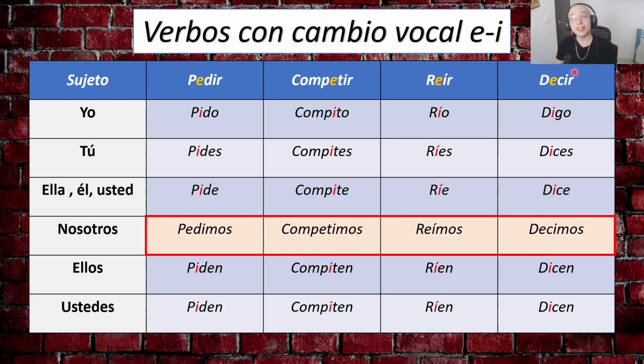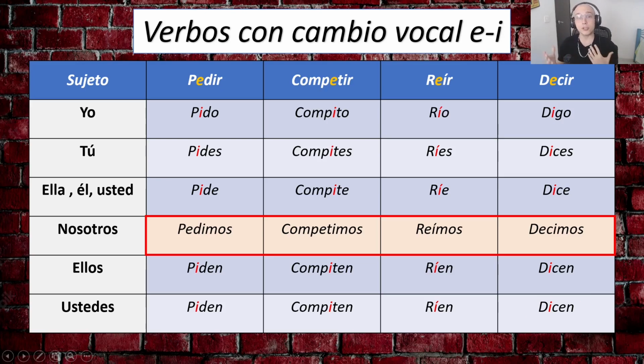And the last one will be decir. And decir is a little irregular for the subject yo, but we still need to change the E into the I. For example, yo digo. One more time. Yo digo, I say. Tú dices, you say. Ella dice, she says. Él dice, he says. Careful with this one. Nosotros decimos, we say. Ellos dicen, they say, ustedes dicen, you say.